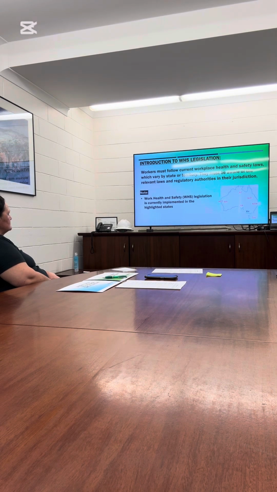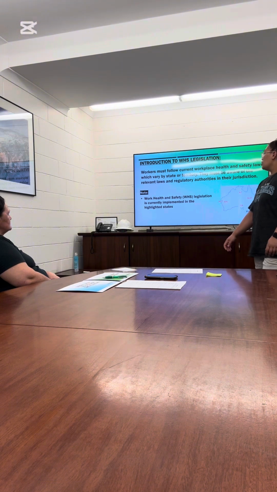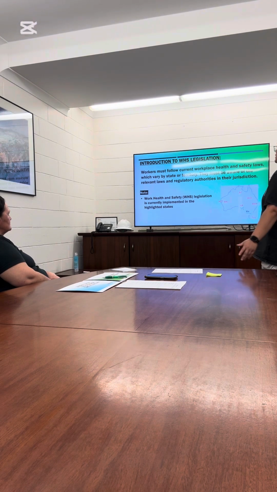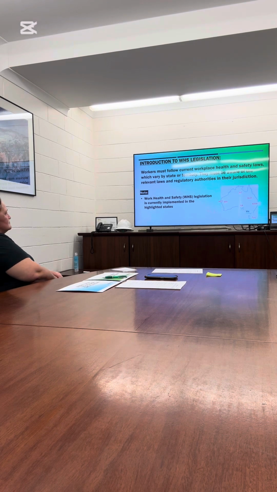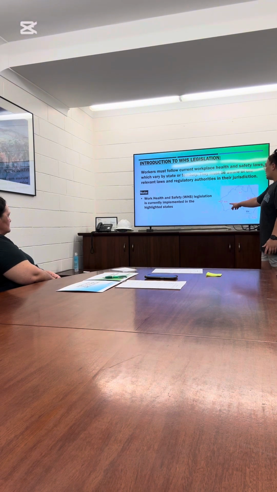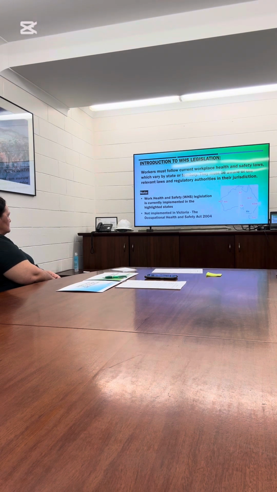Now let's talk about the introduction to WHS legislation. Workers must follow current workplace health and safety laws, which do vary state to state. You must be aware of the relevant laws and regulatory authorities in your jurisdiction, so in your state per se. For work health and safety, WHS legislation is currently implemented in these highlighted states here. You'll see that Victoria is not highlighted, and that is because it's not implemented in Victoria. The occupational health and safety that they follow is the Act 2004.